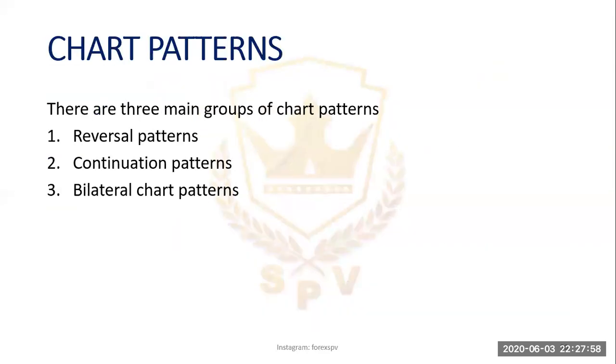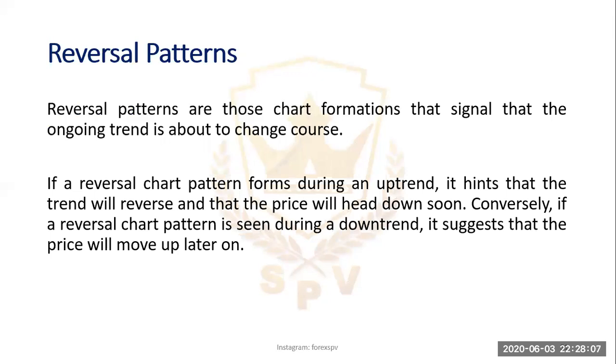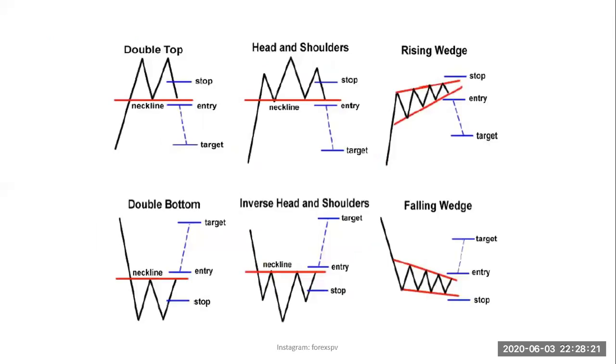And we have the chart patterns. These chart patterns usually are a combination of several candles and they form a certain chart pattern. We have the reversal patterns, which signal that the ongoing trend is about to change. Here in the reversal patterns, we have the double top, the double bottom, which are the M's and the W's. We have the head and shoulders, the intermediate term high, the intermediate term lows, and the falling and the rising wedge.